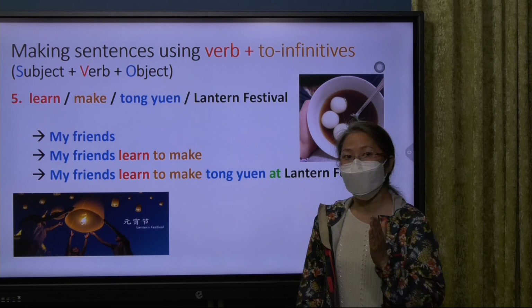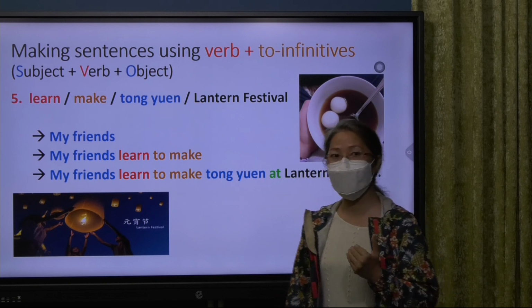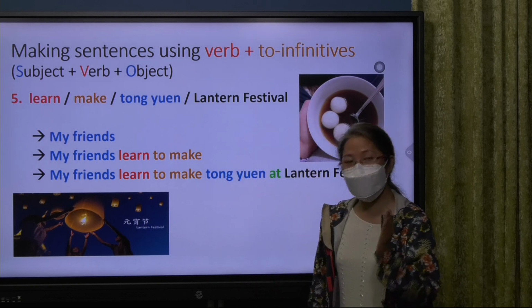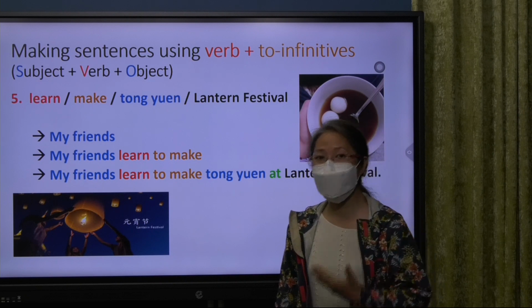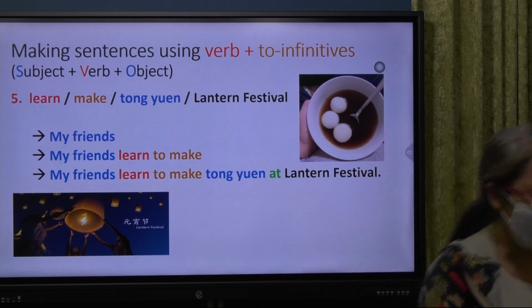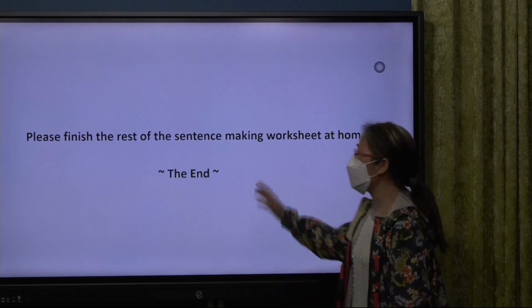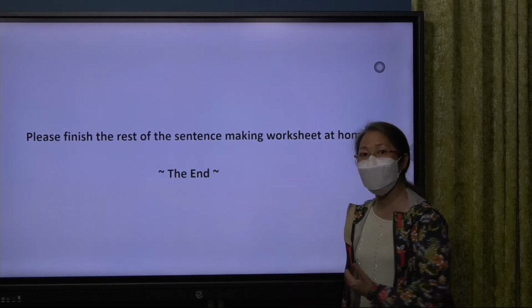Okay. And in your worksheet, in your Google worksheet, there are 5 more sentences to make. You have to finish it and send it back to your teacher via Google Classroom. So remember, please finish the rest of the sentence making worksheet at home.